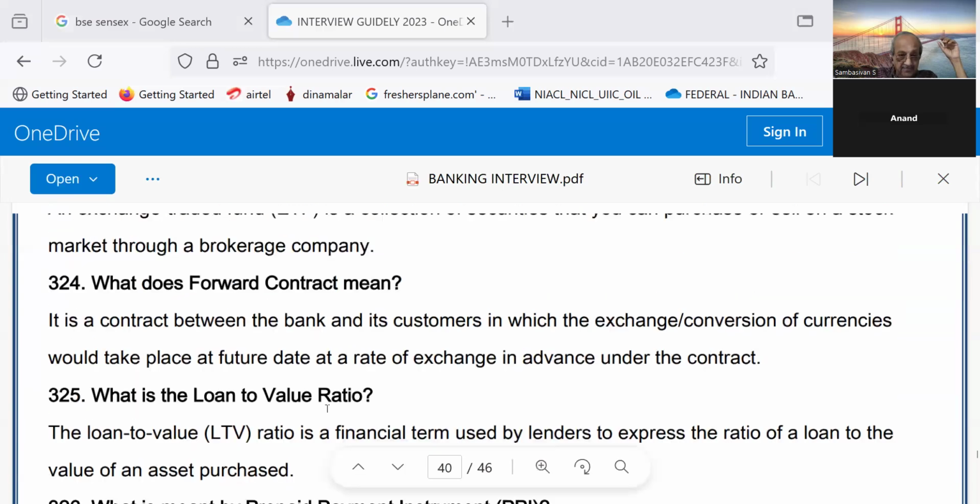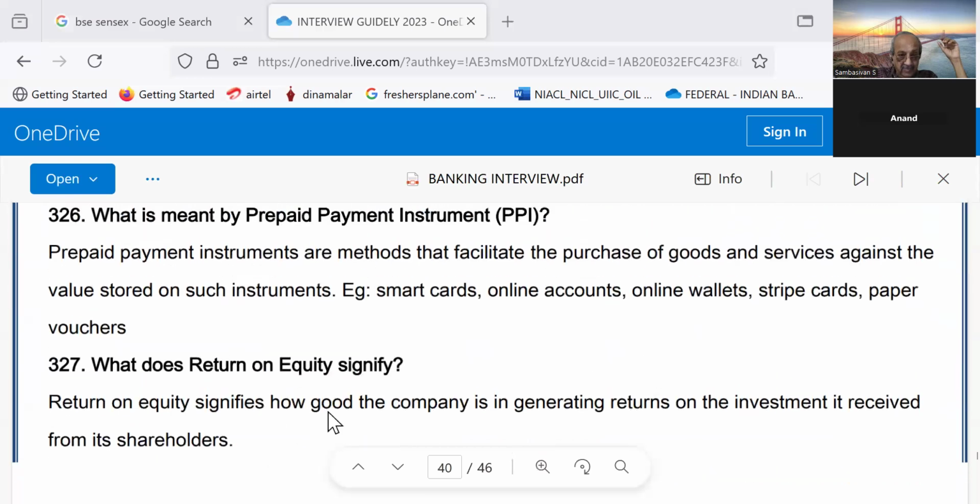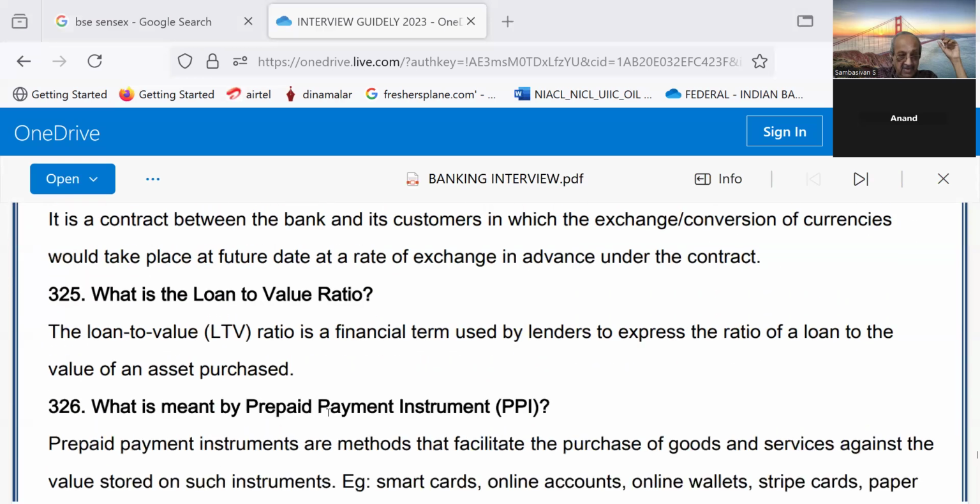What is loan to value ratio? The loan to value ratio is a financial term used by lenders to express the ratio of a loan to the value of an asset purchased.